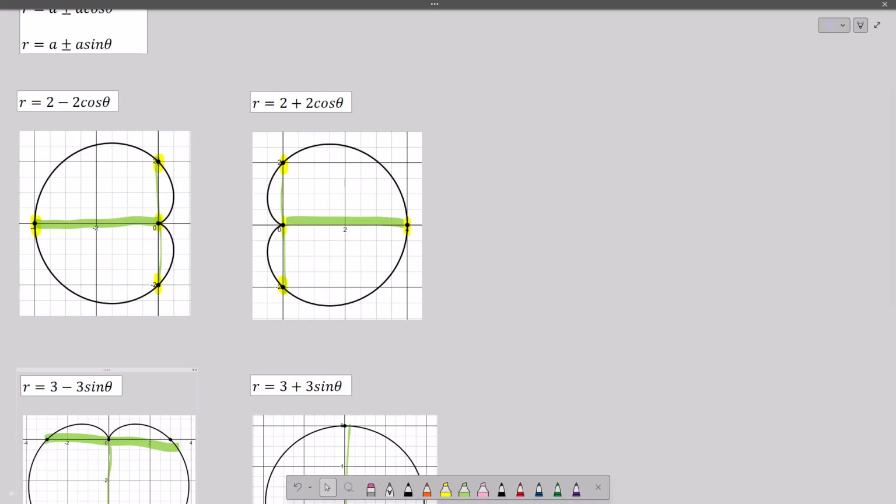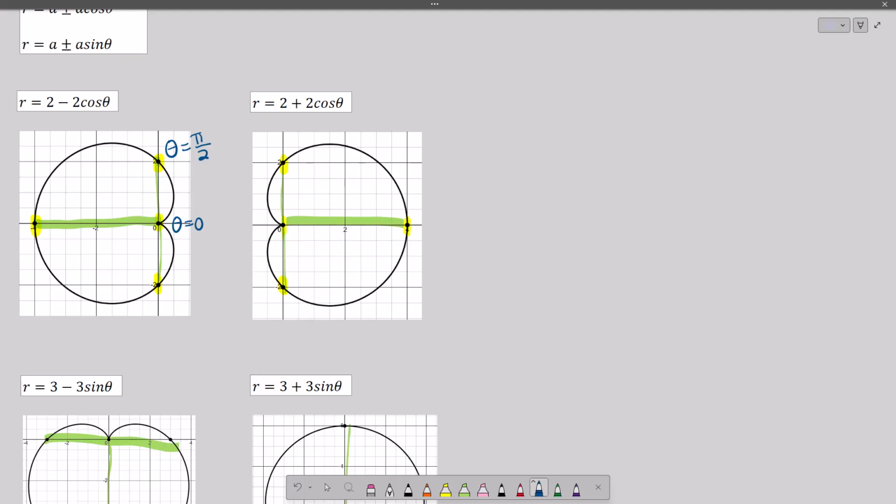4 points. So if we plug in 0 here, cosine of 0 is 1. 2 minus 2 is 0. So this point is plotted when theta is equal to 0. And then we rotate up to pi over 2. Cosine of pi over 2 is 0. 2 minus 0 is 2. So in the pi over 2 direction, we're going up to 2. So that is the point that's plotted when theta is pi over 2.